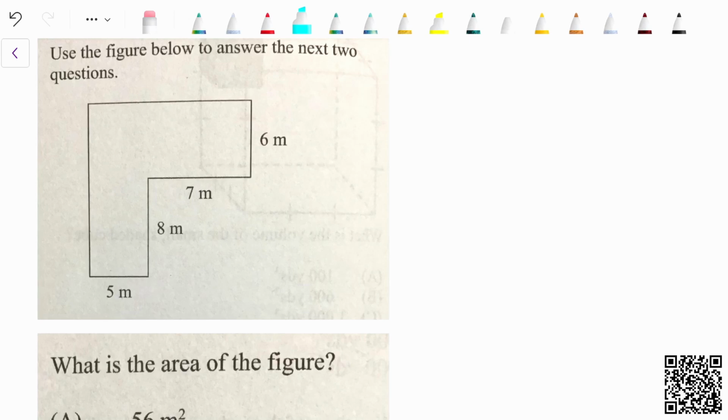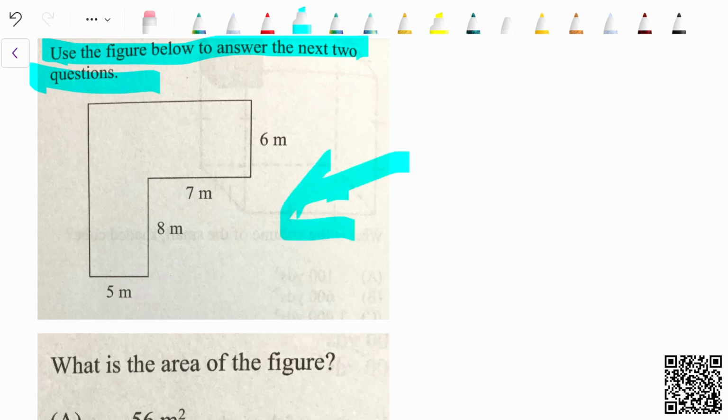Today we're going to be looking at some more area and perimeter of irregular figures. Very fast. I can say it very fluently now, and I'm proud of that. Okay, so our first question today is, use the figure below to answer the next two questions. So we've got this wonky-looking rectangle composed thingamajig.